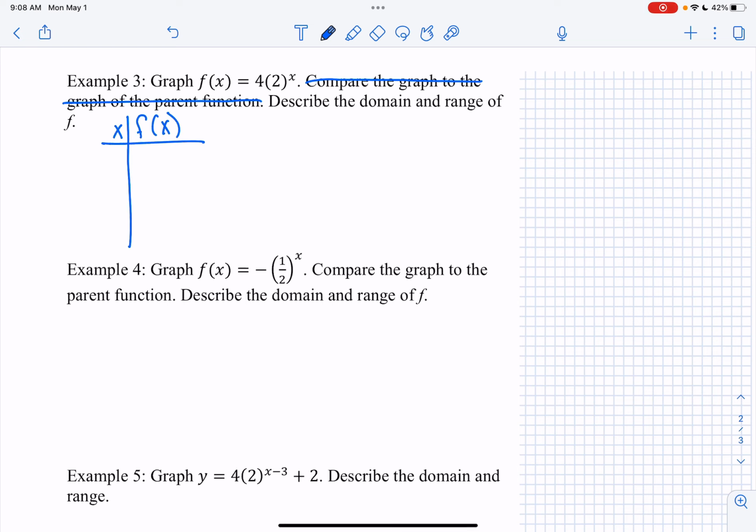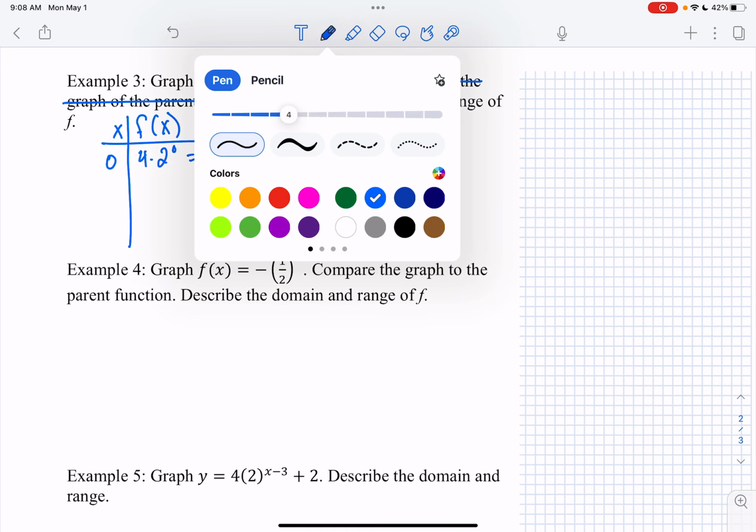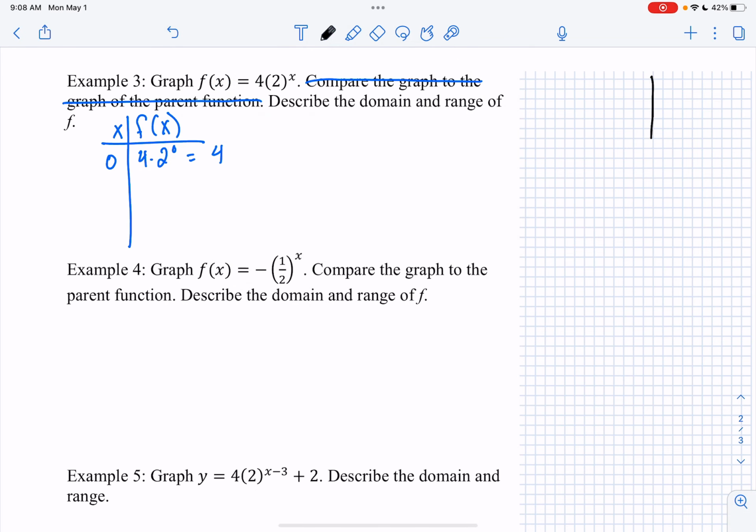And I'm going to plug some numbers in. We should probably do a 0 first. 4 times 2 to the 0. Well, 2 to the 0 is 1, so that gives me a 4. So I can come over here and start graphing these points.